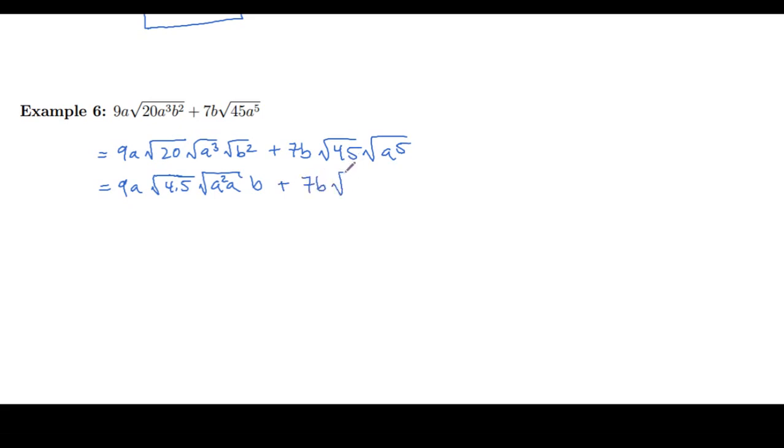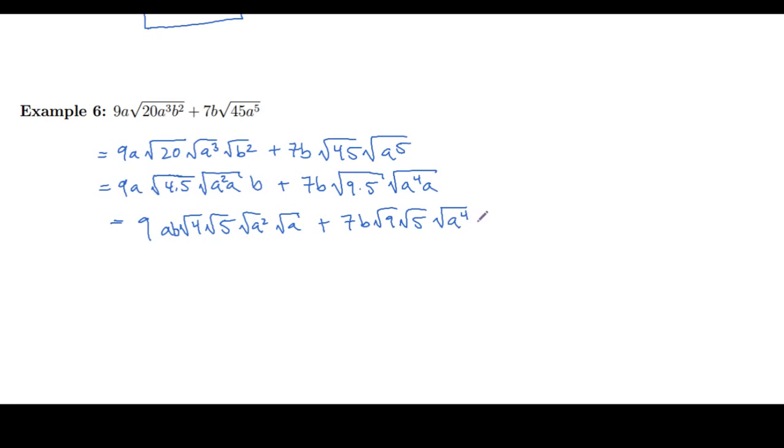7b, 45. Can we do anything with this? 45 is 9 times 5, right? And a to the 5th, we'll have to write that as a to the 4th times a, right? Okay, so then we'll have 9a, and then root 4, root 5, root a squared, root a, and then that b, you know what, we can bring that b over here in the front. Okay, and then we'll have 7b, b, root 9, root 5, root a to the 4, root a.